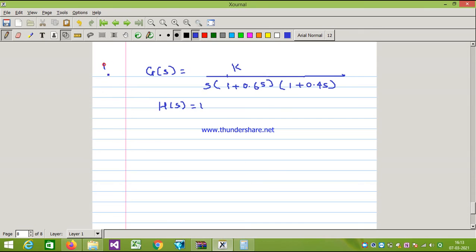This is the equation. This is the new example where they give the G(s) and they tell clearly that the feedback is unity. What is the meaning of unity? 1. It is on page number 71. Just observe page number 71. This is the equation.